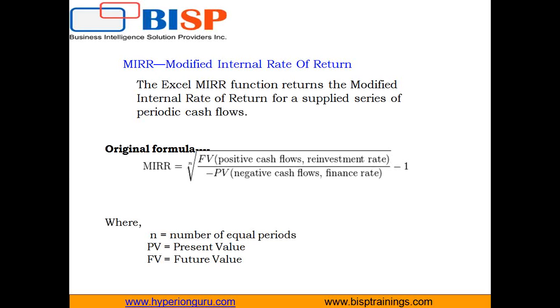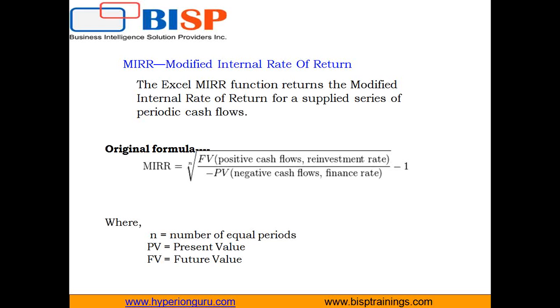So here is the formula of MIRR. The original calculation is done like this: the Nth root of FV of positive cash flows at the reinvestment rate divided by PV of negative cash flows at the finance rate, minus 1, where N is the number of equal periods at the end of which the cash flows occur, PV is the present value at the beginning of the first period, and FV is the future value at the end of the last period.